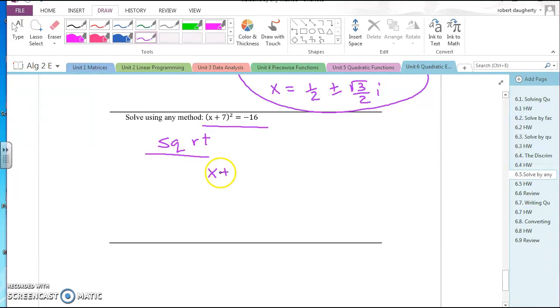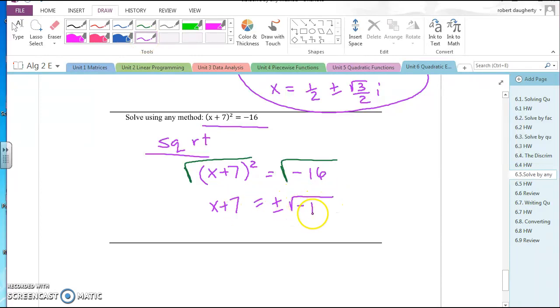So if x plus 7 squared is equal to minus 16, then I simply want to take the square root of both sides. When I take the square root of the left, I get x plus 7 equals plus or minus the square root of negative 16. So this is x plus 7 equals plus or minus 4i. And so x is equal to negative 7 plus or minus 4i.